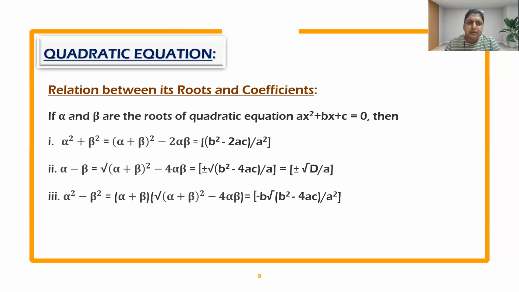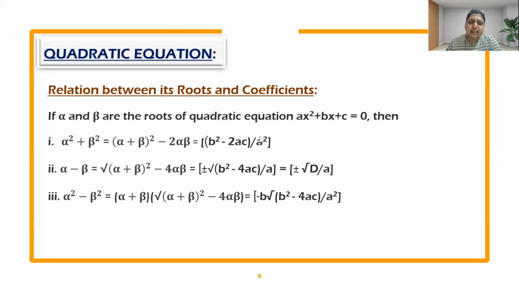These are some very basic formulas, that is alpha square plus beta square. Alpha square plus beta square will automatically give (alpha plus beta) whole square minus 2 alpha beta. It is a basic formula that we have also learned in algebra, that is (a plus b) whole square is a square plus b square plus 2ab. So if we have a square plus b square, then it gives (a plus b) whole square minus 2ab. That is the same formula that we have applied on this equation. So it will give the answer (b square minus 2ac) divided by a square.